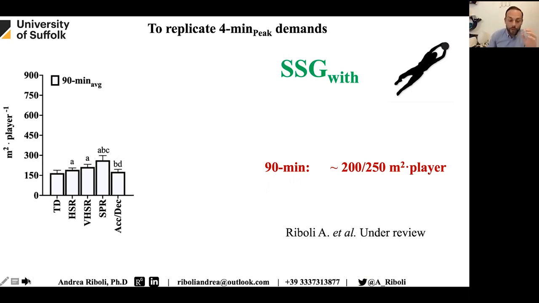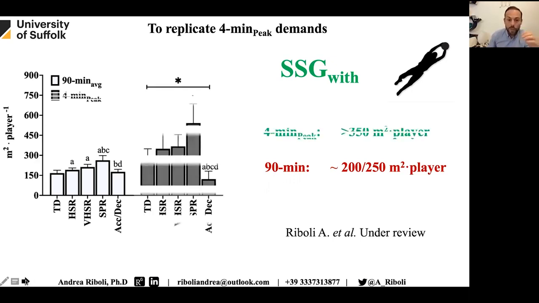But if we use, for example, 4-minute small-sided games, and we want to replicate the 4-minute peak, we need to utilize a significantly higher area per player, near to the average area per player usually required during official match demands, because the area per player required during official match demands is about 340 meters square per player. So we need to increase the pitch size if we want to replicate the 4-minute peak using small-sided games of a similar duration.